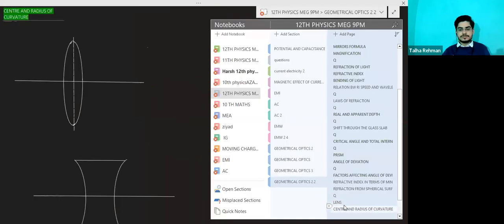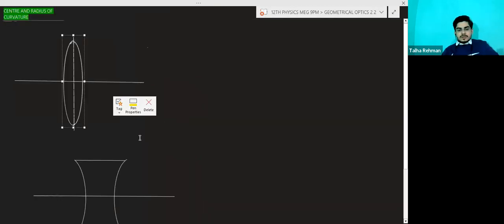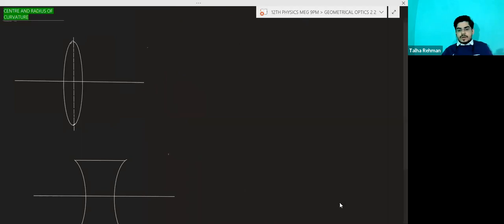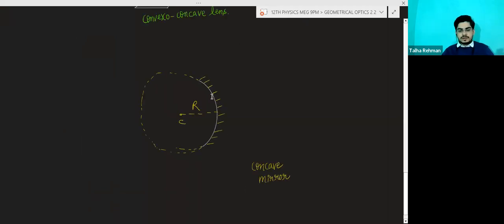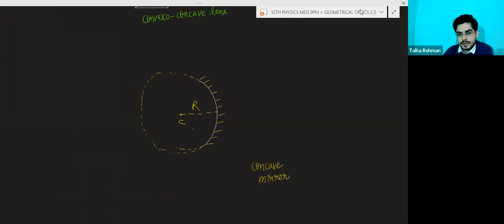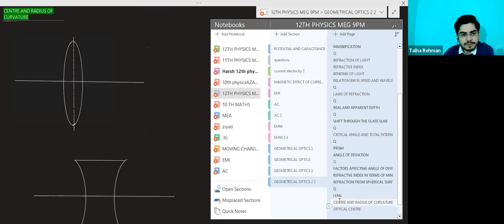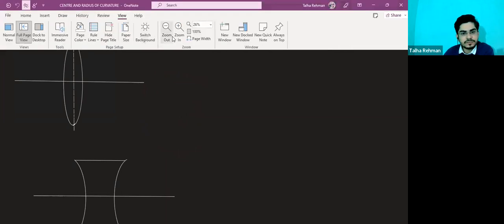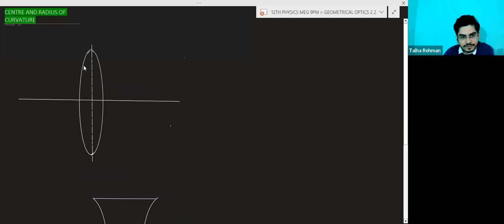Now, see the lenses. In case of a mirror, there is only one radius of curvature and only one center of curvature, because there is only one spherical surface. But in case of lenses, we have two spherical surfaces. One spherical surface is this, another spherical surface is this. So there will be two radii of curvature and two centers of curvature.